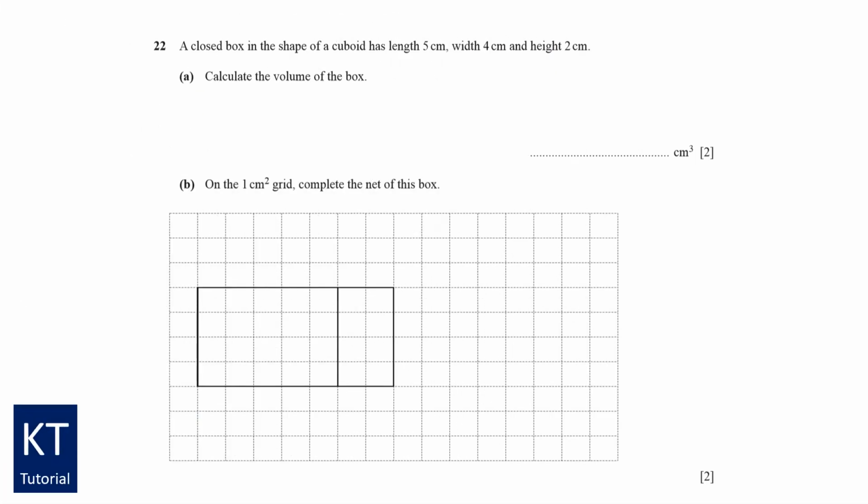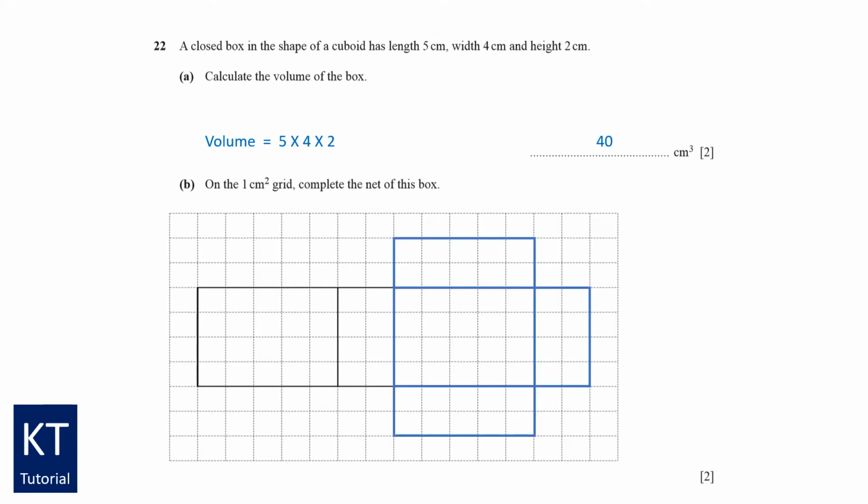Question 22. A closed box in the shape of a cuboid has length 5 cm, width 4 cm, and height 2 cm. Calculate the volume of the box. The required volume is the product of its length, width, and height components, this being 40 cm cubed. Next, on the 1 cm square grid, complete the net of this box. The added lines in blue is what this net should look like.